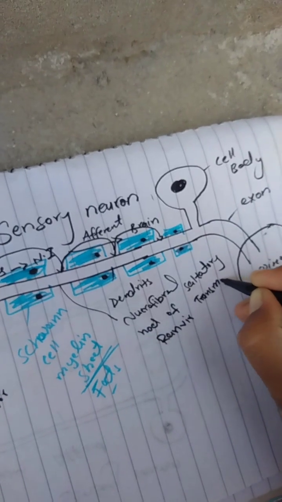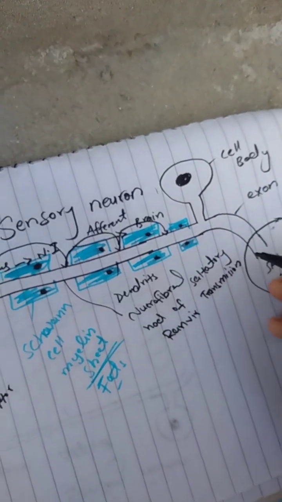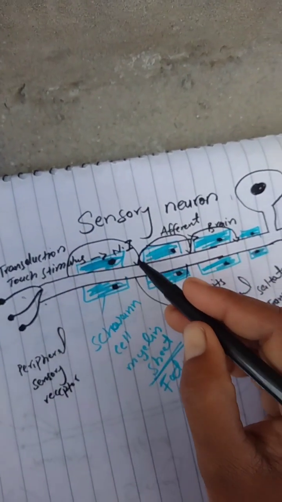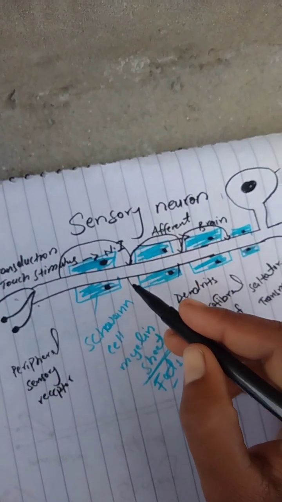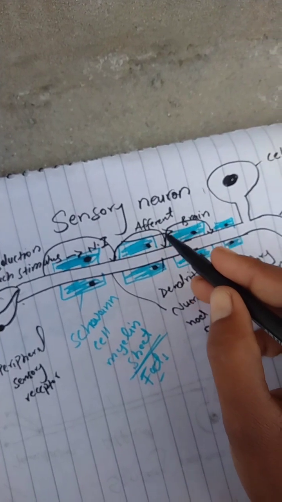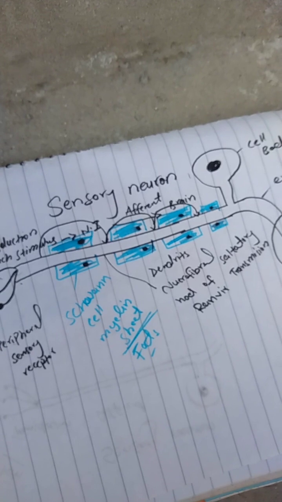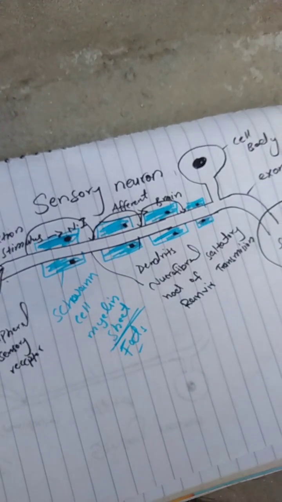Transmission. This process of the jumping of the nerve impulse from one node to another, one node to another, is called saltatory transmission.